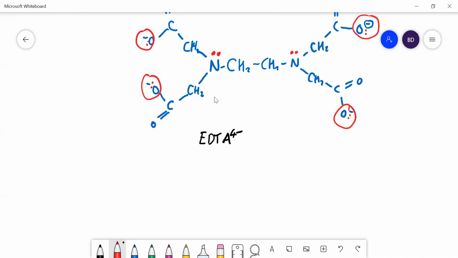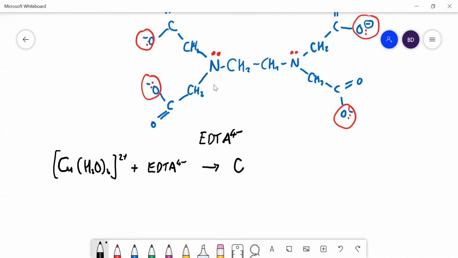So let's think with copper again. We're always using copper, but it could be iron or could be anything. If you have copper hexaaqua, so 6 waters there, you're only going to need 1 EDTA to react with it. And it's going to form this complex, Cu EDTA. The charge on that is now going to be 2 minus overall, but 2 plus on the copper, 4 minus on the EDTA. But importantly, you're going to get 6 H2Os.